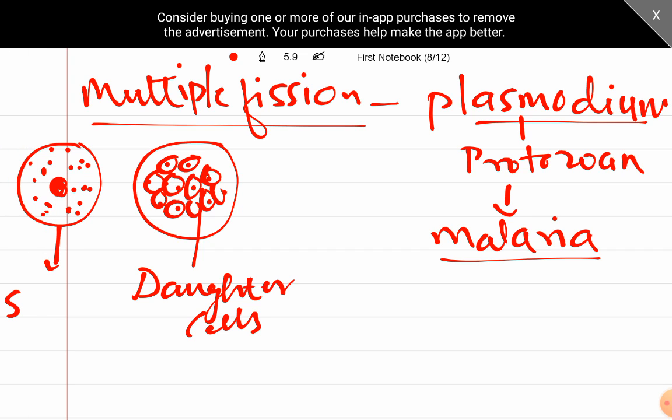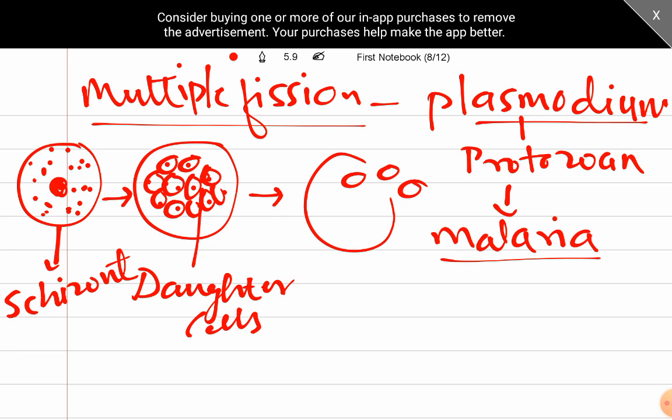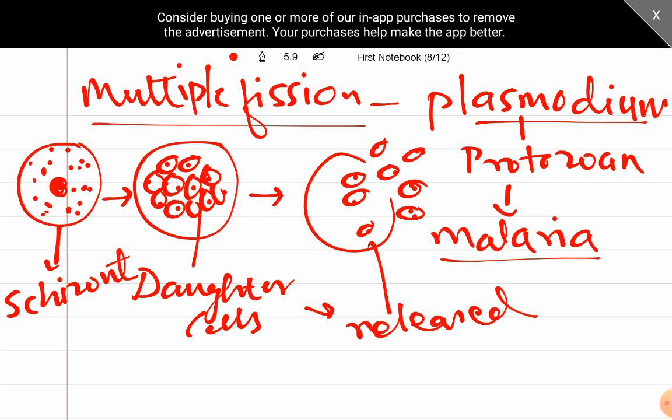This one is called schizont, converted into the daughter cell stage, and finally when the cell membrane is broken down, all these daughter cells are released outside as individual plasmodium. Daughter cells are released. This is called multiple fission.